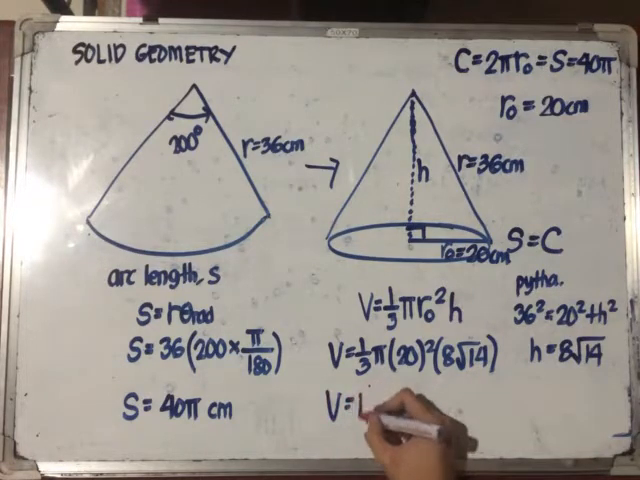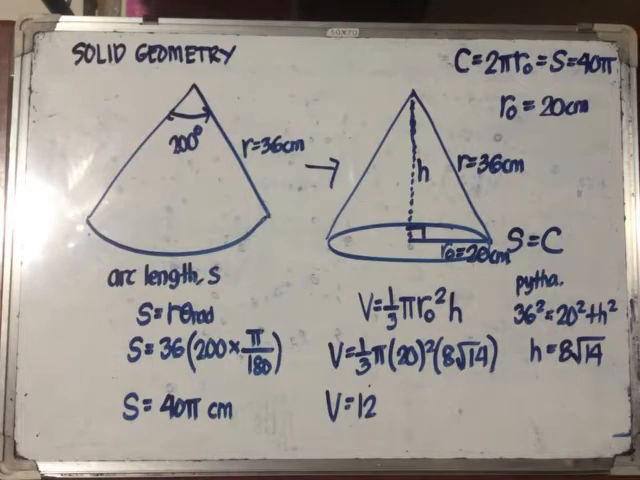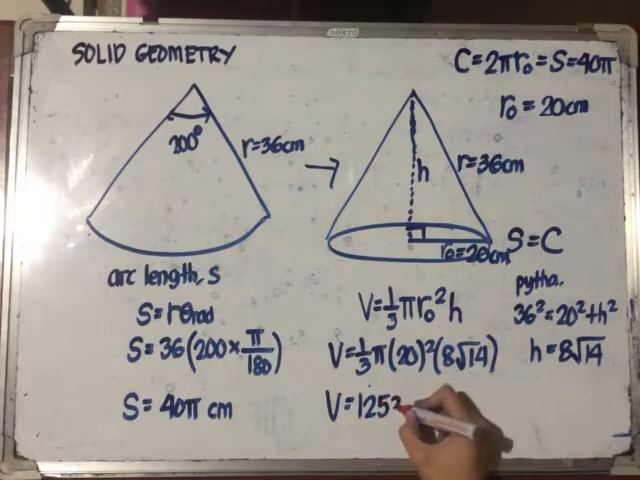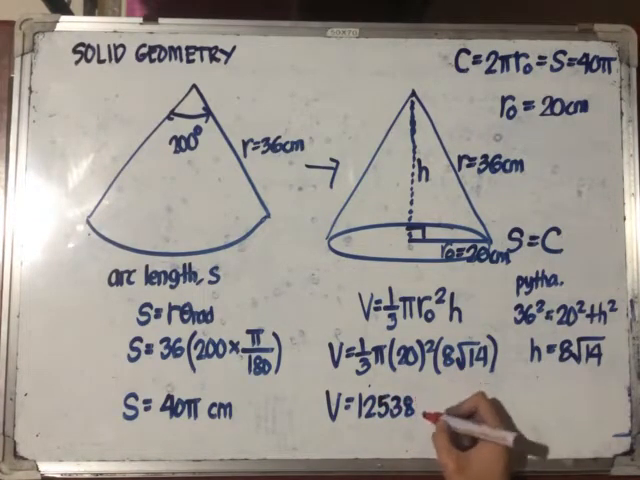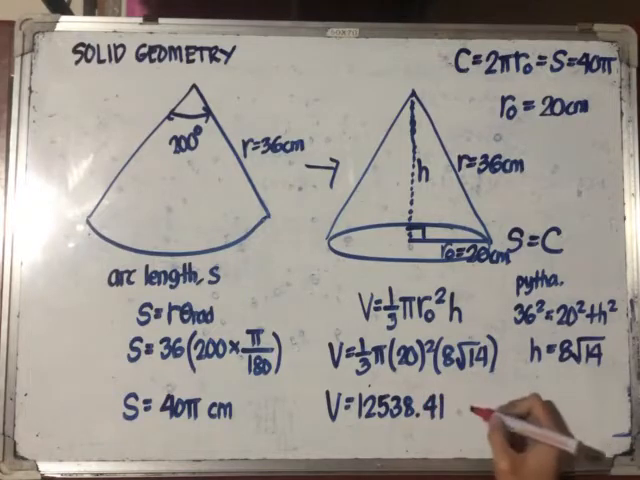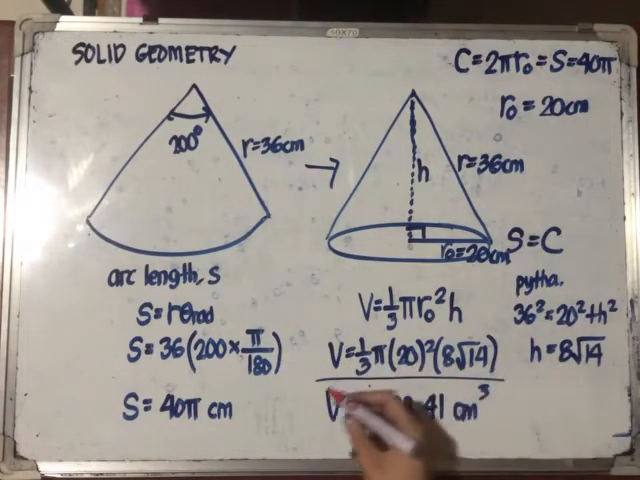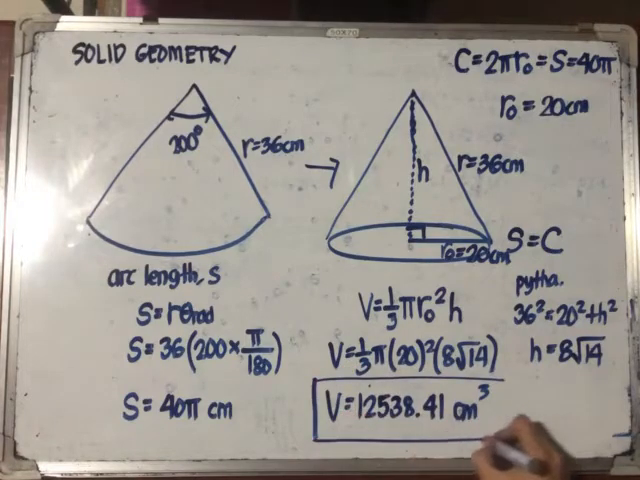Volume is equal to 1, 2, let me do that again. Alright, times 8 square root of 14. 12538. That's 12,538.41 cubic centimeters. Yan. So that's for a cone.